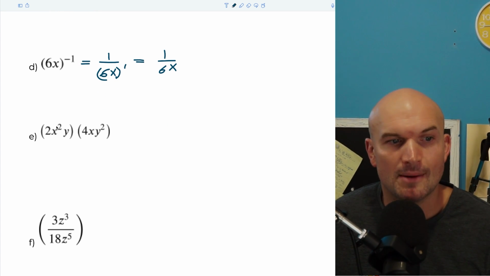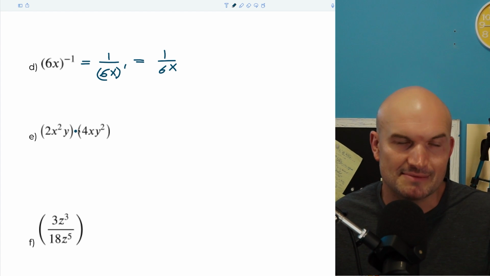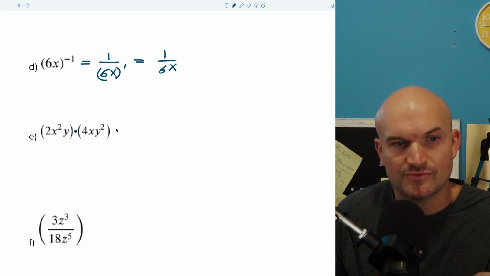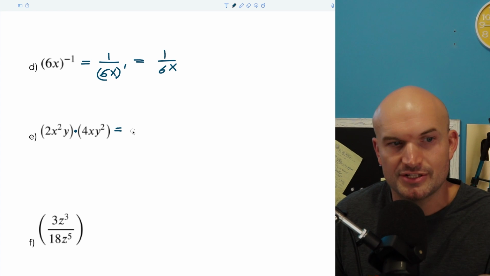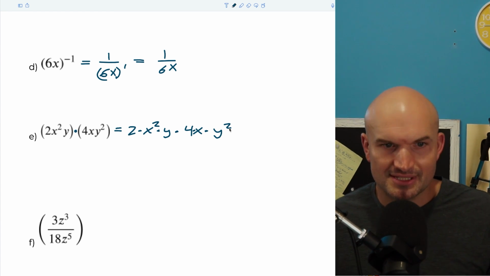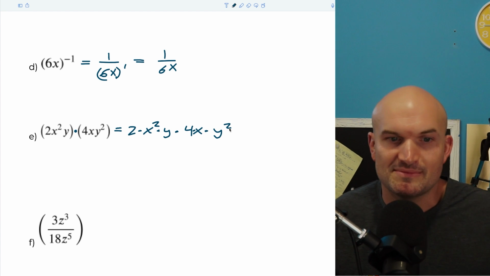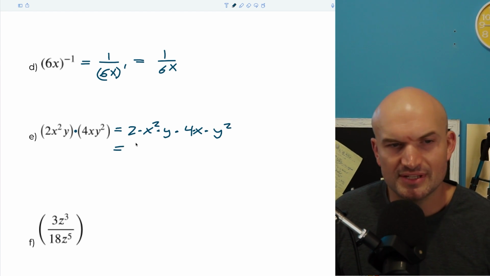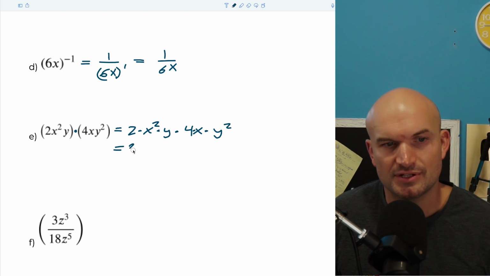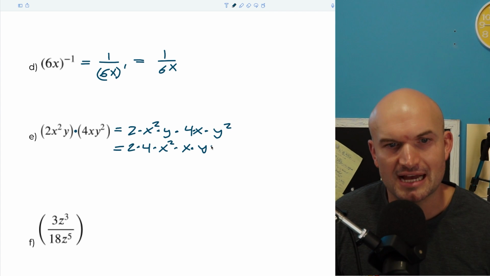Now we have some multiplying of exponents. So the main thing here is when you're multiplying exponents times exponents, in this example, you can basically just rewrite this as one expression, right? 2 times x squared times y times 4x times y squared. And what I want you to be able to see is we can just rearrange our terms, right? It doesn't matter if you multiply 4 times 3 or 3 times 4. The order doesn't matter. So in this example, I'm just going to put the numbers first. So I'll do 2 times 4, and then I'll do x squared times x. And then I'll do y times y squared.